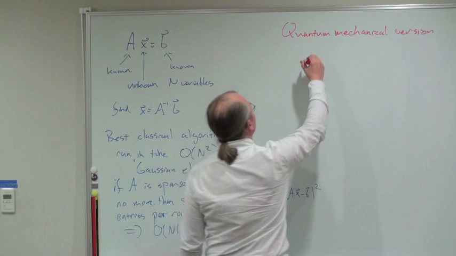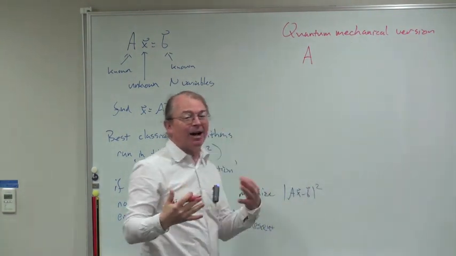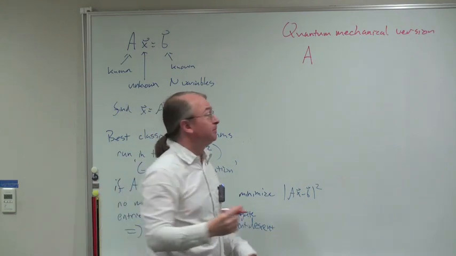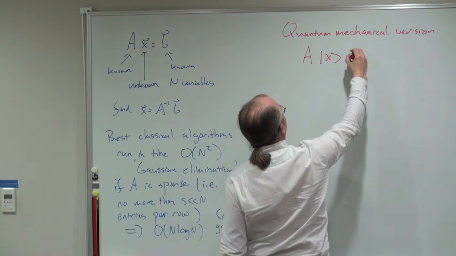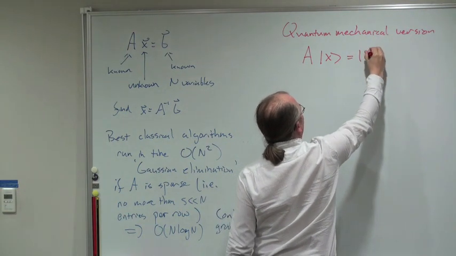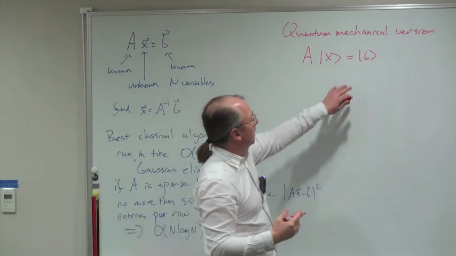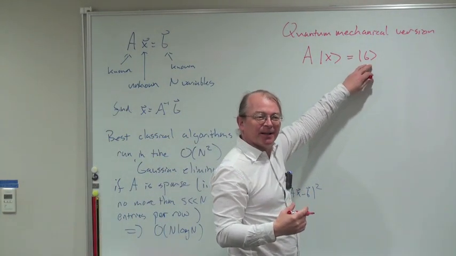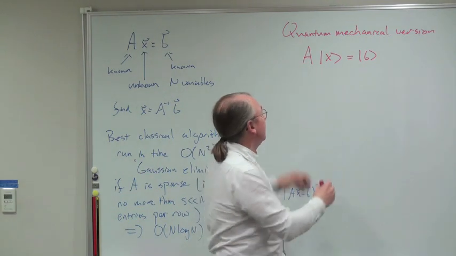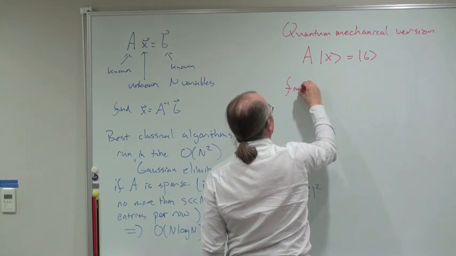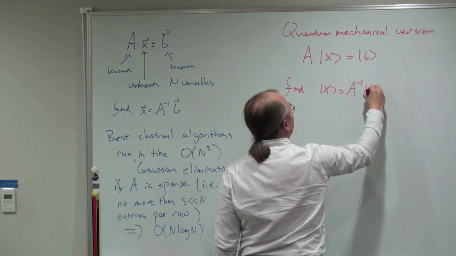The quantum mechanical version is we have some matrix A, which is going to be a quantum mechanical operator now. And we're going to multiply it by a quantum mechanical vector, and it's going to be equal to another quantum mechanical vector. We assume that somebody gives us this B, and somebody gives us this A in some suitable quantum mechanical fashion. And we want to find X is equal to A inverse B.